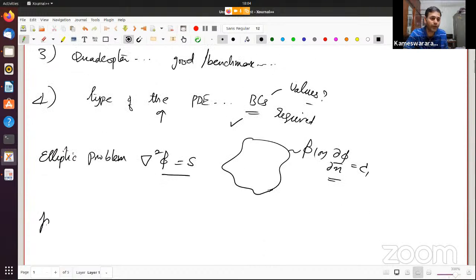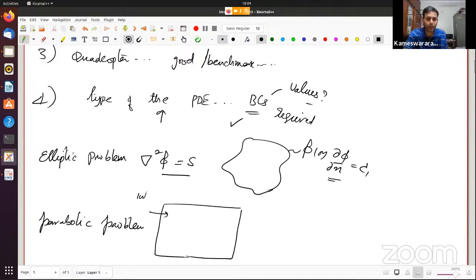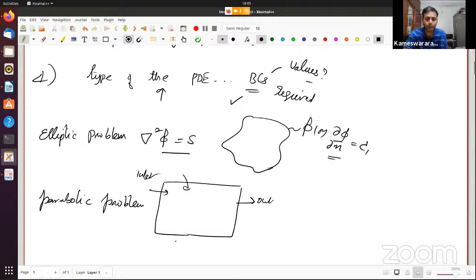Now, if you're looking at a parabolic problem, a parabolic equation, then for example, let's say I have a domain like this, where I have an inlet coming from here, and there is an outlet, and you have some walls here. Then essentially you need to provide boundary conditions on this top and bottom, and also on the inlet. You don't have to provide a boundary condition here because it's parabolic in nature, so the flow is going to bring whatever you have inside to the outside.